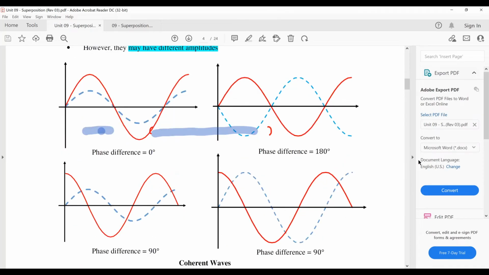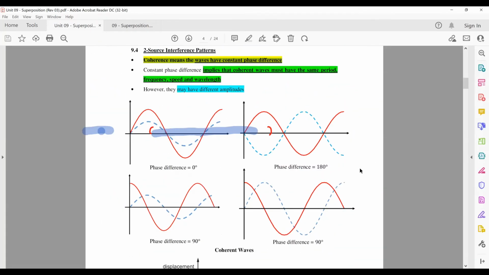If you look at the examples on the screen right now, you should have 4 different diagrams. Okay, the first diagram is this one, second one is this one, third one is this one, and then the fourth one is this one. Okay, so for all 4 of these diagrams, this is coherence. Okay, you see that there are two different waves here, the dotted blue wave and the red colored solid wave. All right, these two waves are all considered to be coherent because there is constant phase difference.